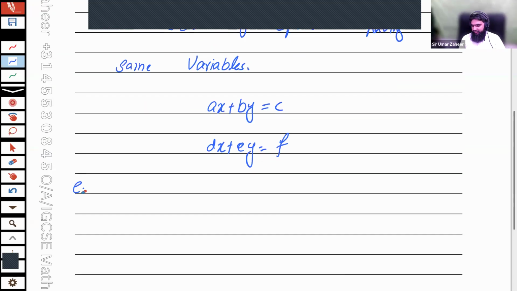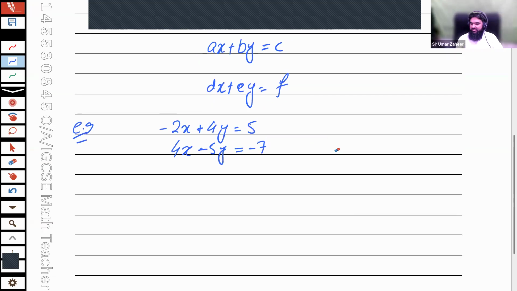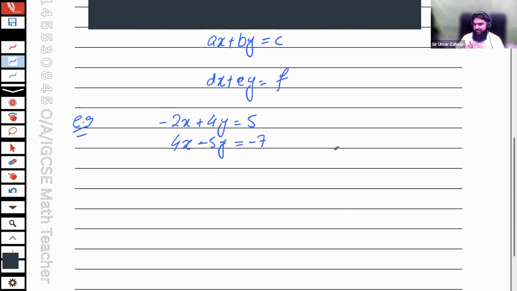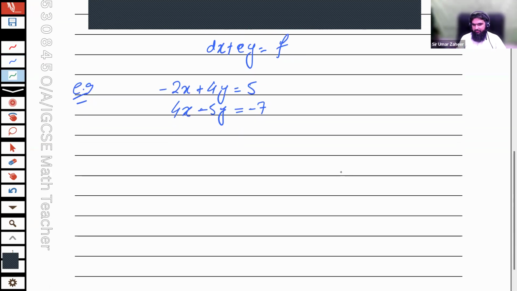For example, you have an equation minus 2x plus 4y is equal to 5. You have another equation 4x minus 5y is equal to minus 7. So look here, we have two equations with the same variables x and y. Now, the next thing we are going to talk about is the methods to solve simultaneous linear equations.